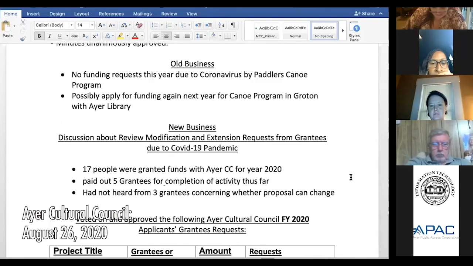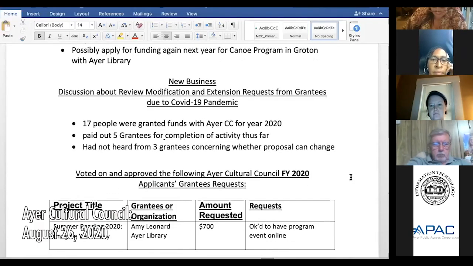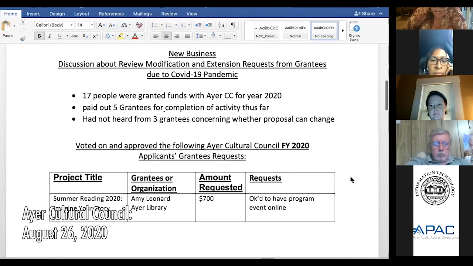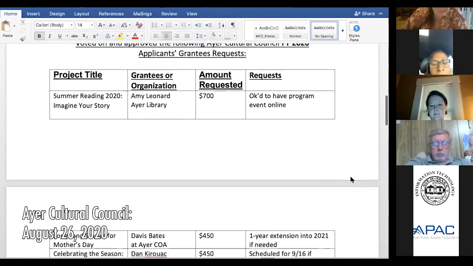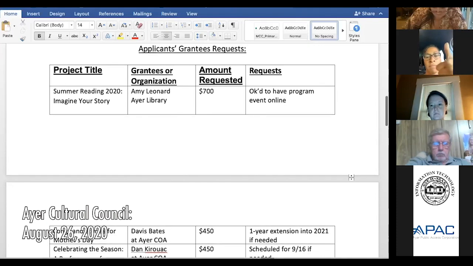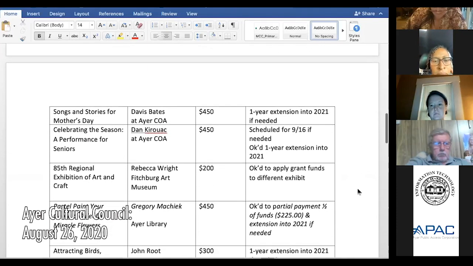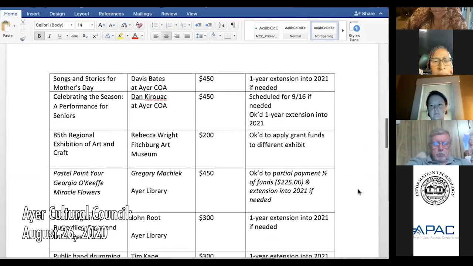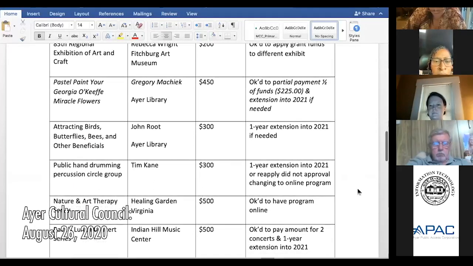Last month, in June, we discussed the modification and extensions for the grants because of the pandemic. And there's a chart. Am I going too fast, too slow? You can go faster, in my opinion. I think we can fly over that. We either extended or agreed to let them modify.